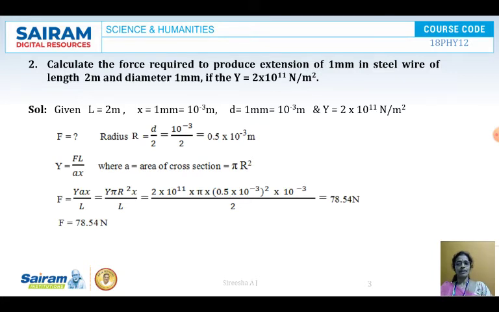So Y is equal to FL by AX, where A is the area of cross section, which is nothing but pi r square. Rearranging the formula, F is equal to YAX by L. Y is given, A is nothing but pi r square, and X is given, L is also given. Substitute all the values using the calculator, calculate the values and the value of F we have got as 78.54.